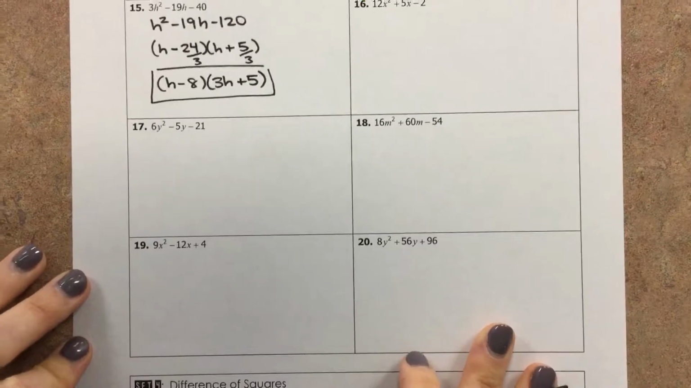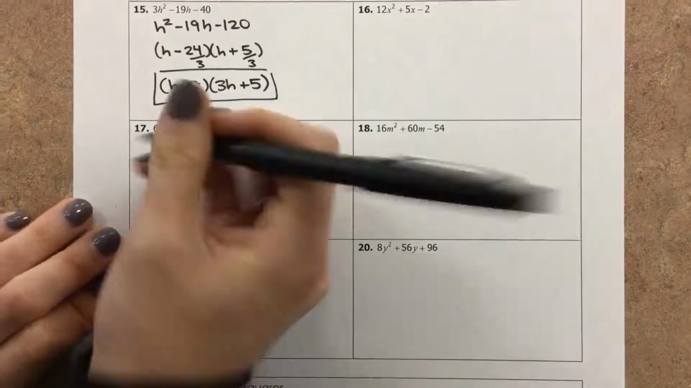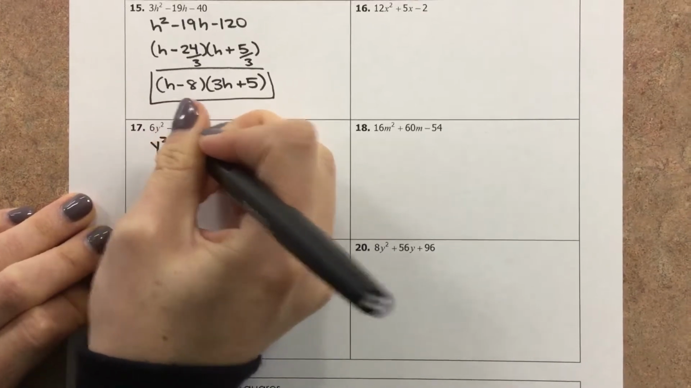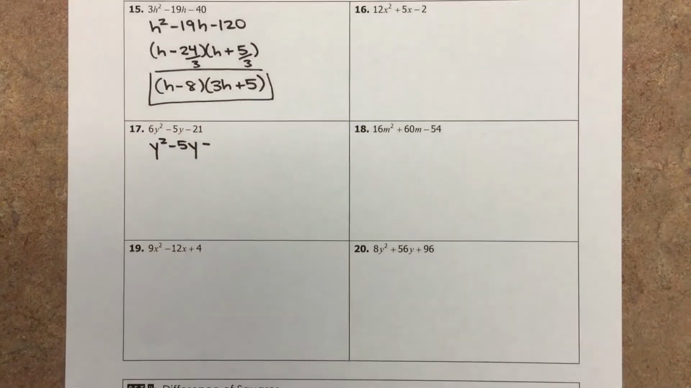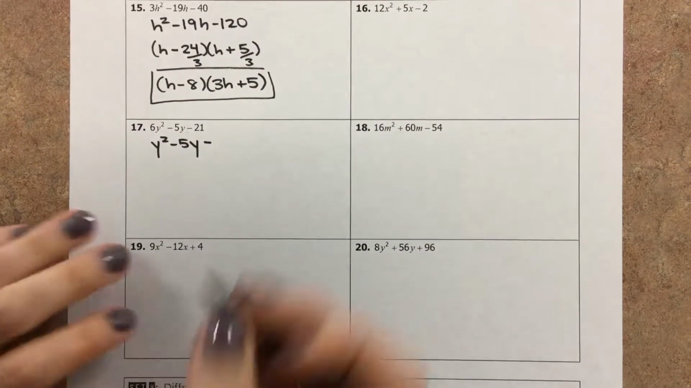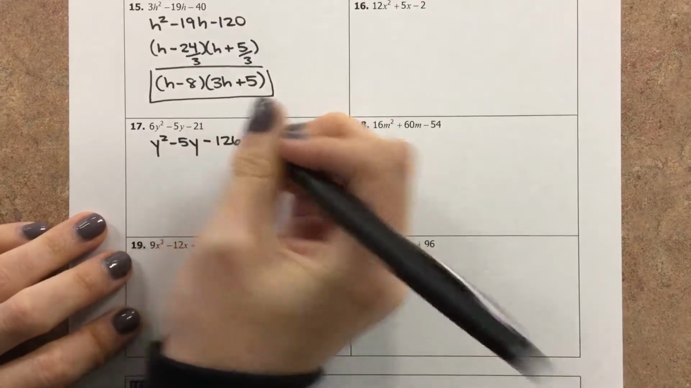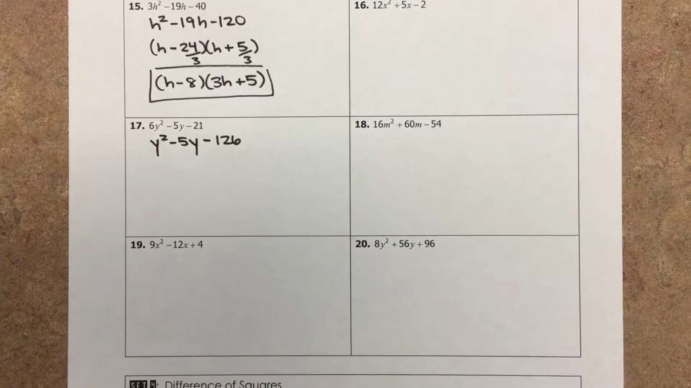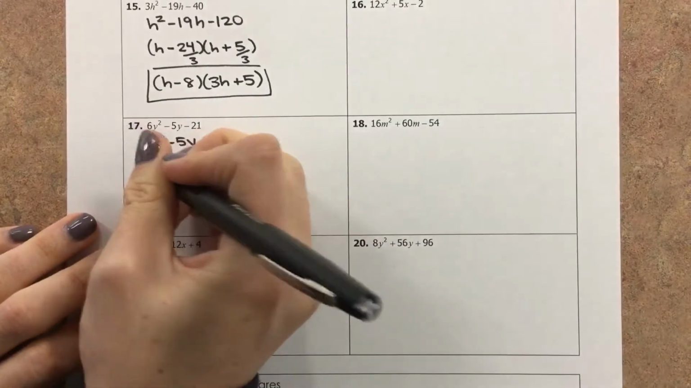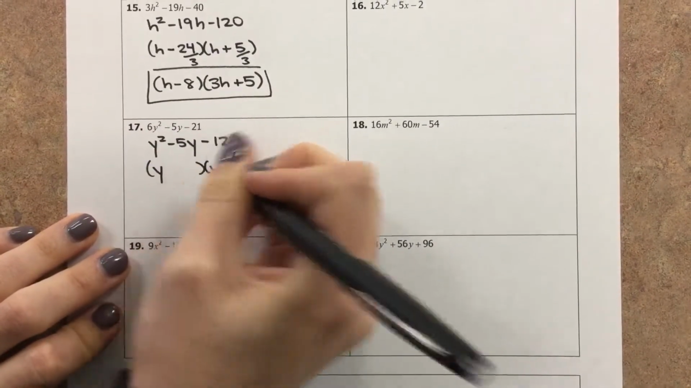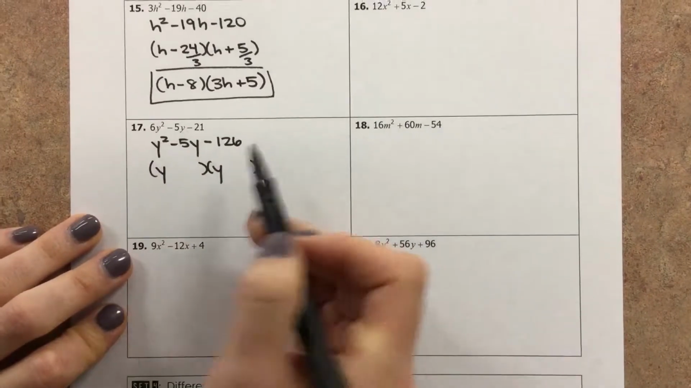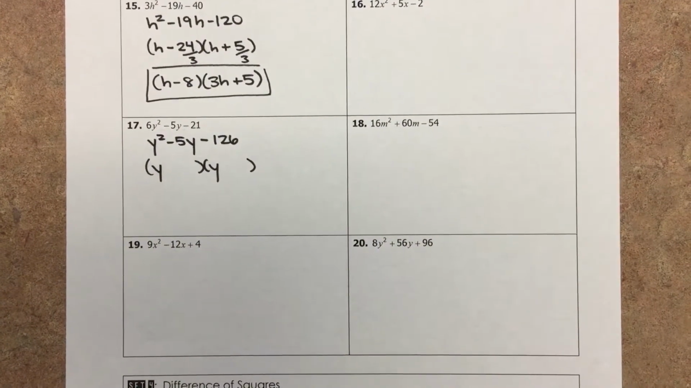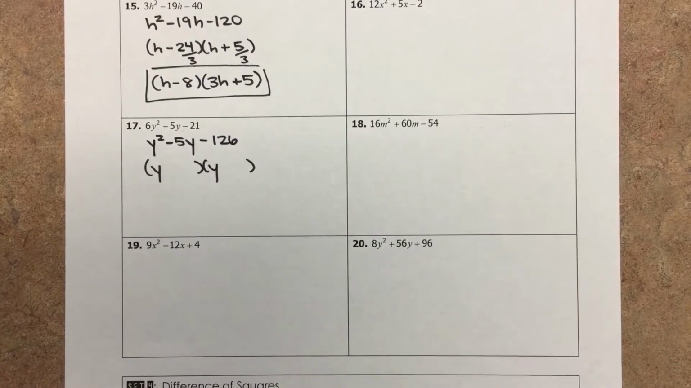Same process with 17 and 19, so no GCF. So we slide the 6 right over, so minus 5y. So we have 21 times 6, which would be 126, they would put right here. So we slide first and then divide. So we would have y times y gives us y squared. And then we are looking for something that multiplies to a negative 126, but would add up to a negative 5.